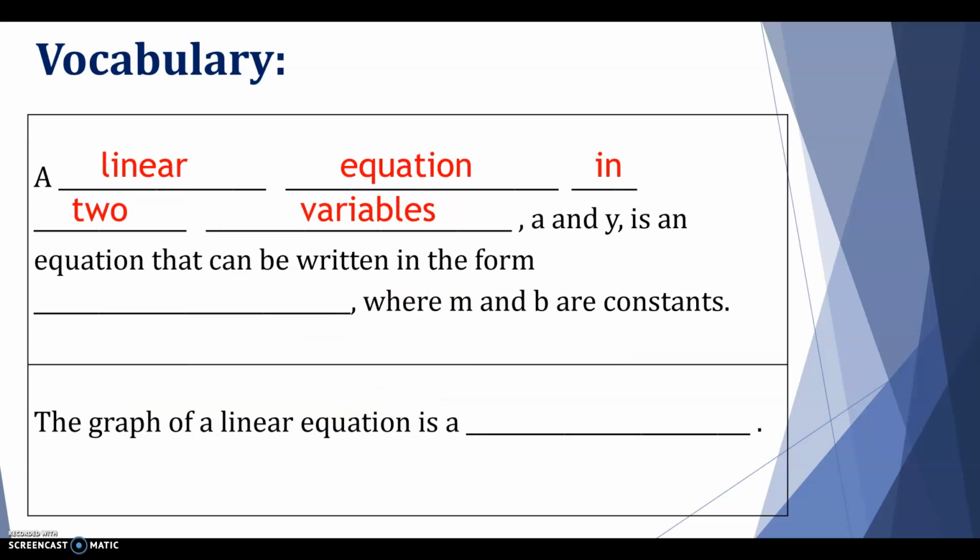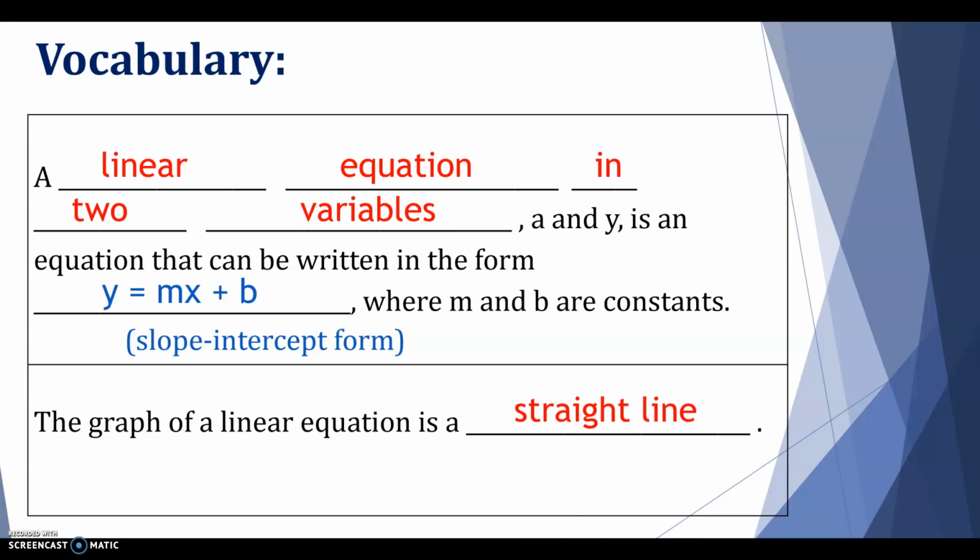A linear equation in two variables is when it can be written in the form of y equals mx plus b. Later this week, I'm going to reteach you what it means to be y equals mx plus b. And don't forget, that is slope-intercept form. So the graph of a linear equation is a straight line, and that means it's a linear function. We're all about straight lines.